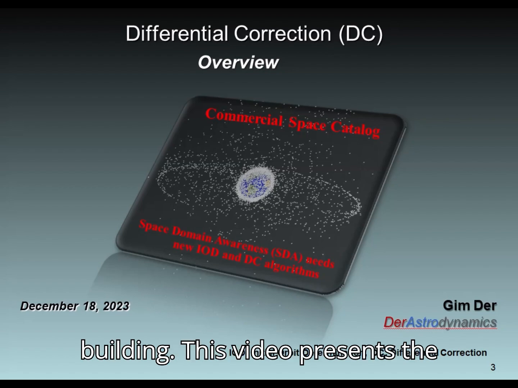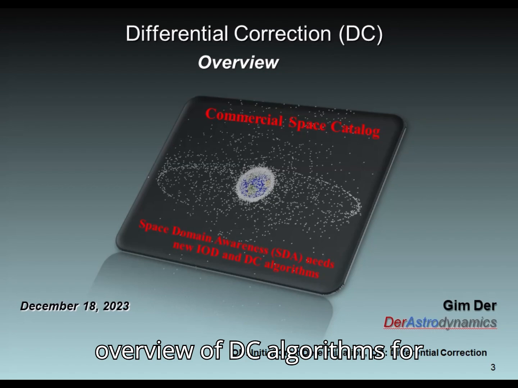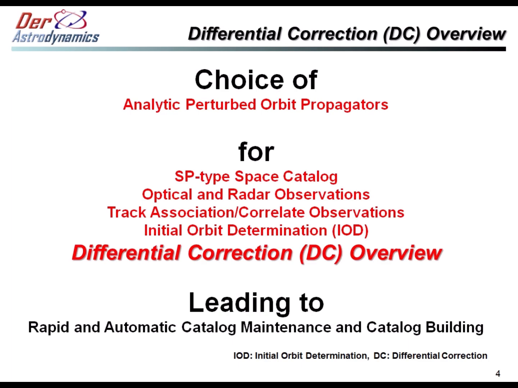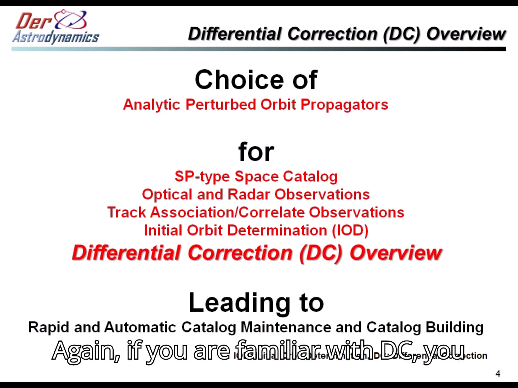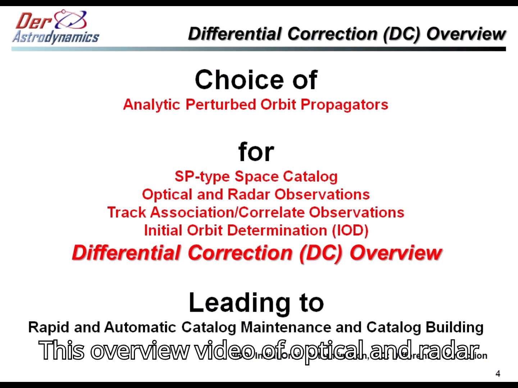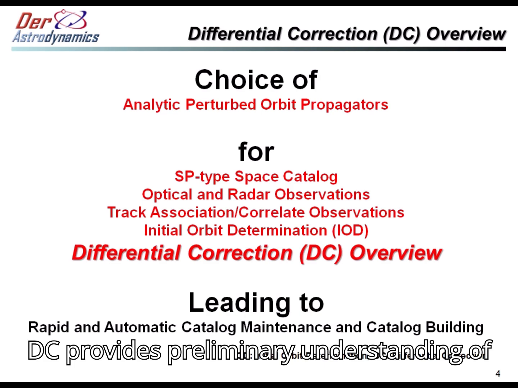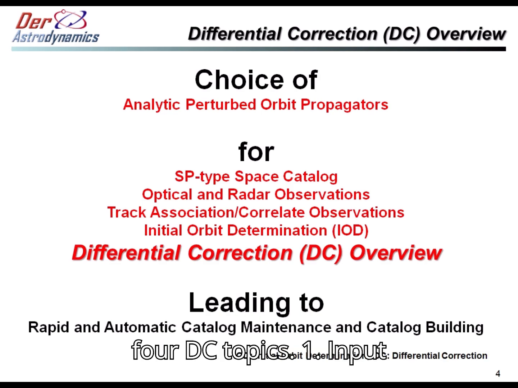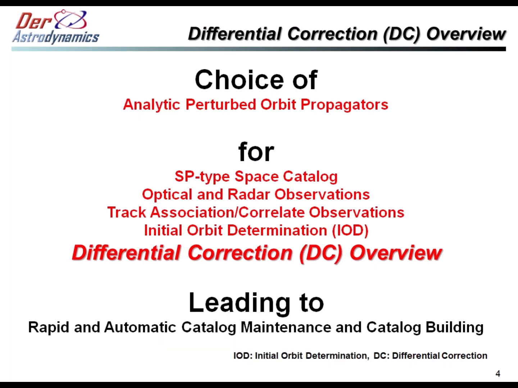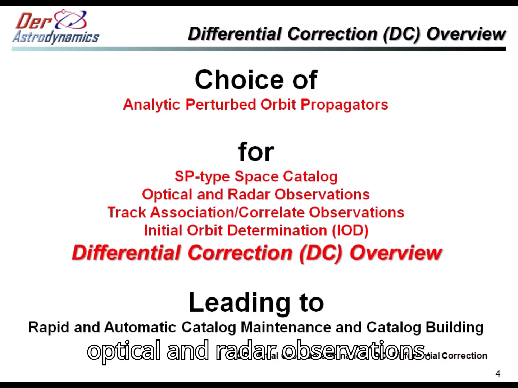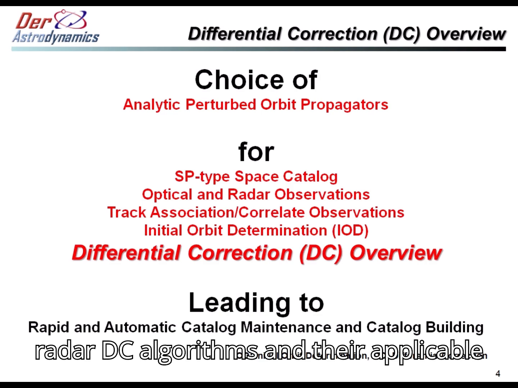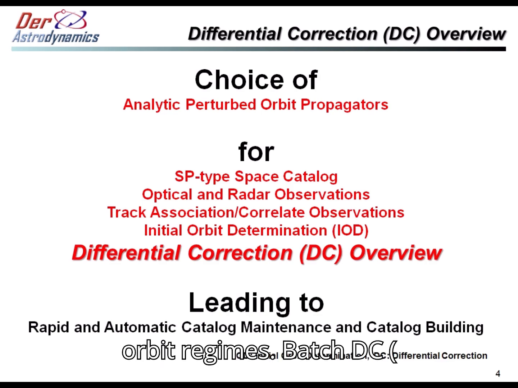This video presents the overview of DC algorithms for rapid space catalog building. Again, if you are familiar with DC, you may skip to other videos of interest. This overview video of optical and radar DC provides preliminary understanding of 4 DC topics. 1. Input and minimum accuracies of optical and radar observations. 2. The Astro analytic optical and radar DC algorithms and their applicable operate regimes.